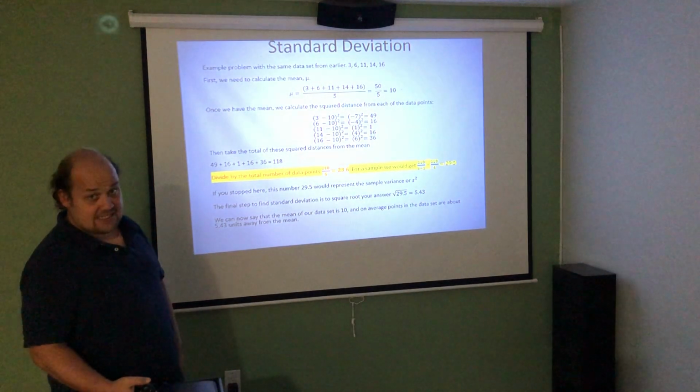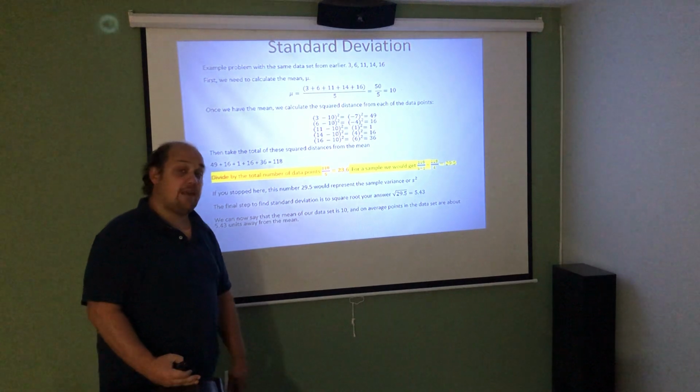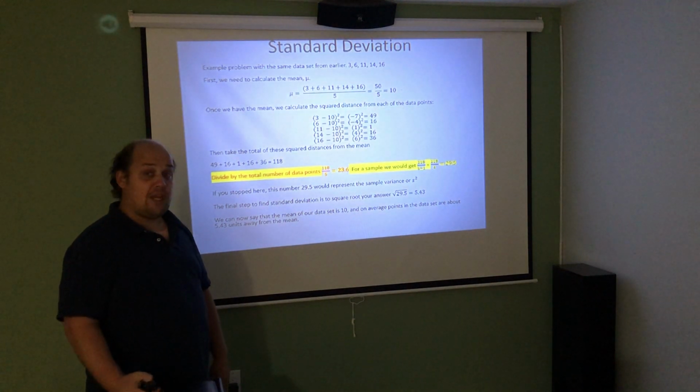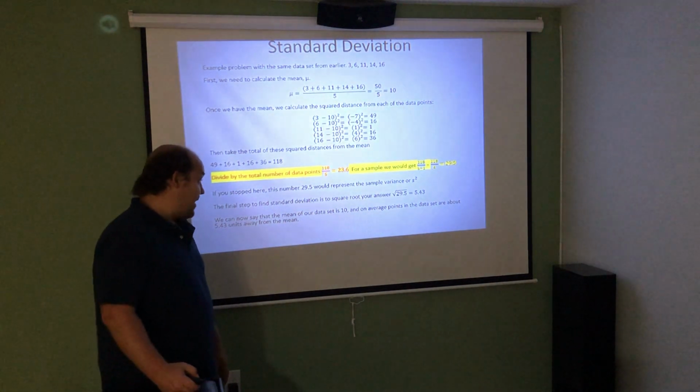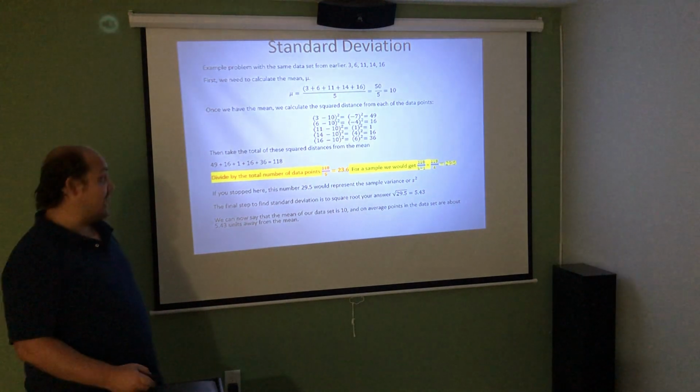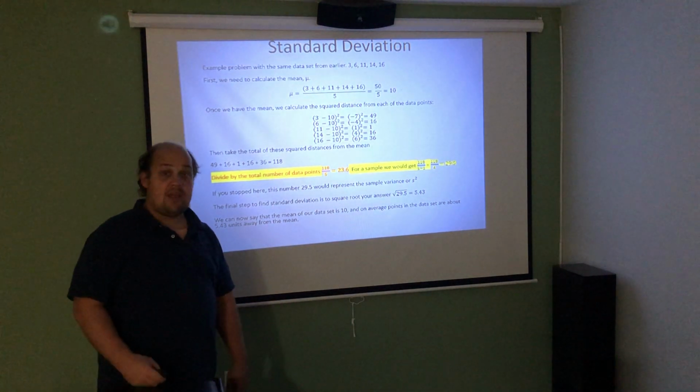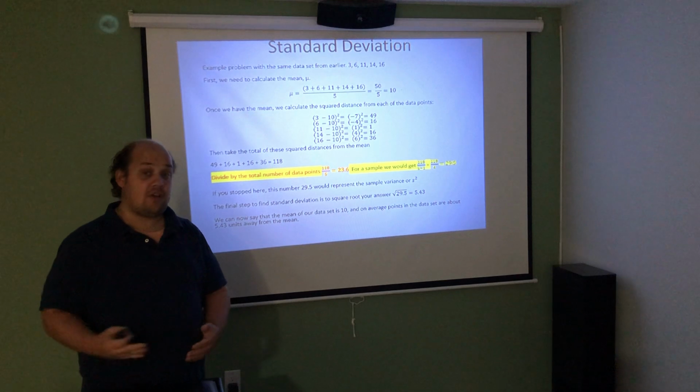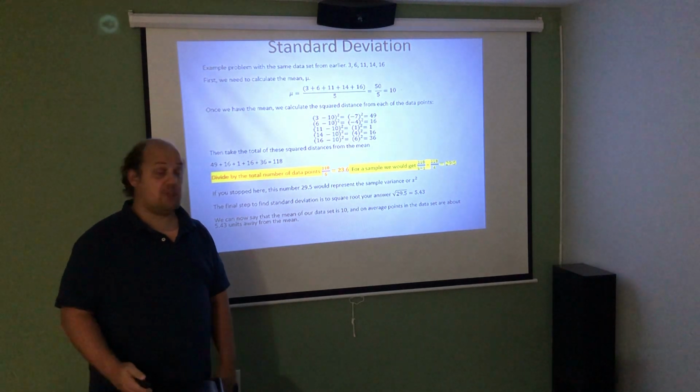The mean of our data set is 10. On average, data points are about 5.43 units away from that mean. Again, we get a slightly larger number this time, because when we're dealing with a sample, we have to allow for more variation.